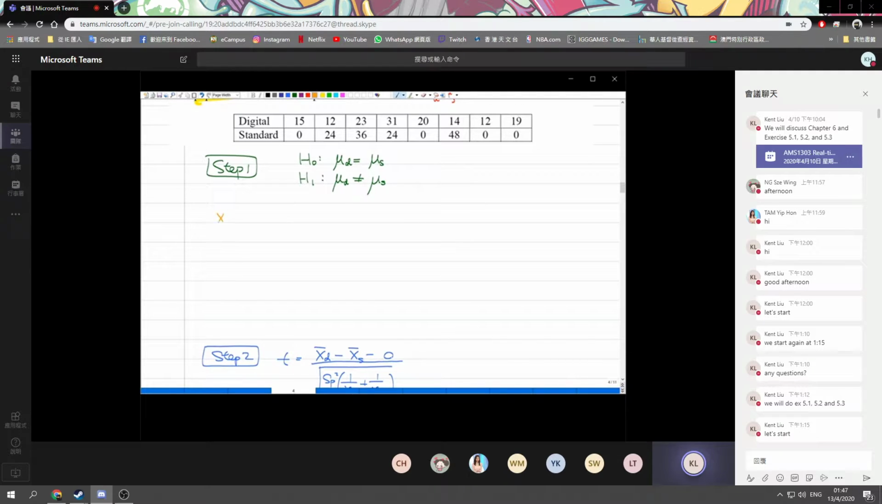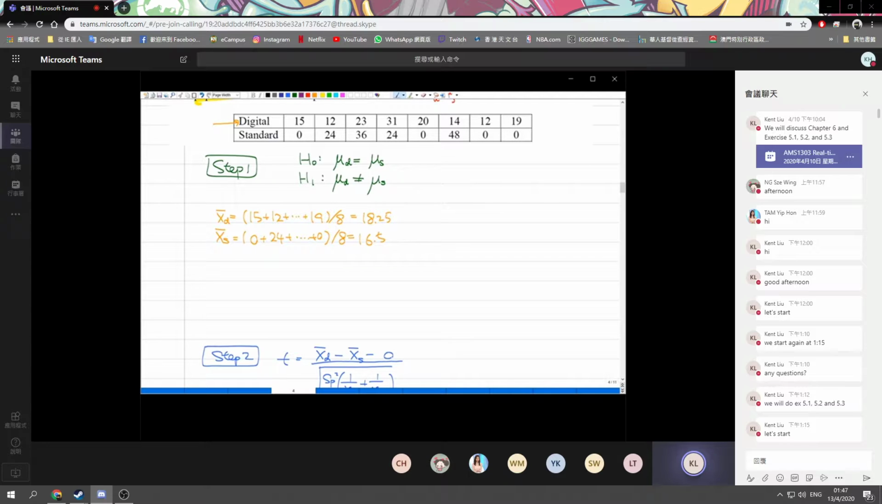So it's the digital average. You take the first group of data, 15, 12, up to 19. You divide this by 8, and you have 18.25. And then another group, the standard one, you have 0, then 24, then all the way to the last one. And here we have 16.5.